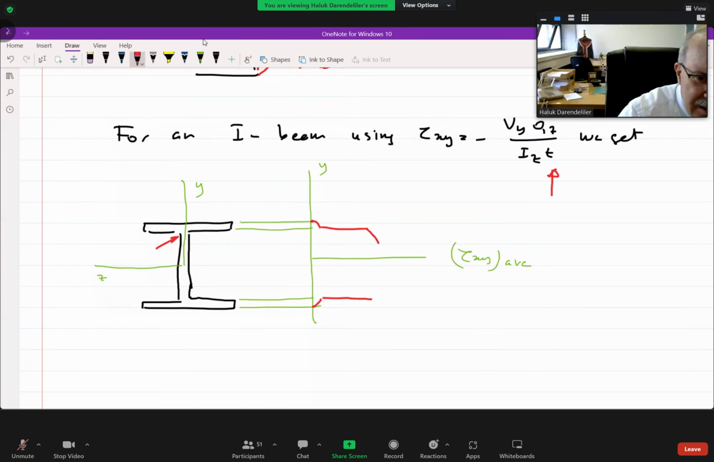And again, it gives such an area where here, okay, let me correct the figure a little. Okay, so somewhere here, we reach the maximum value where it is tau max. Okay, this is tau xy max.